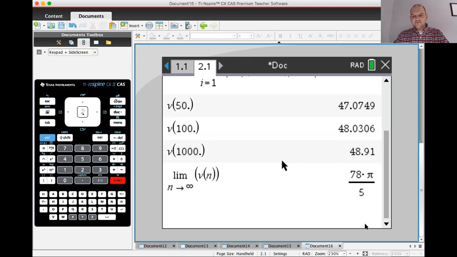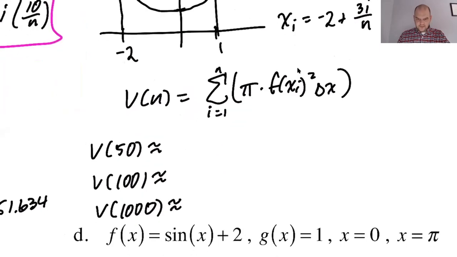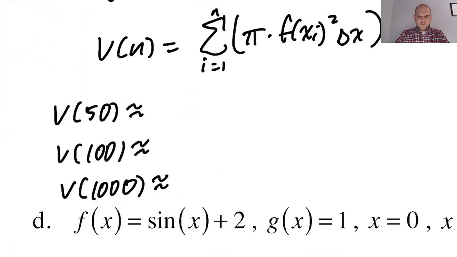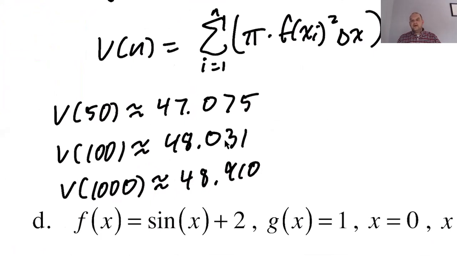Let's go back to the notes and fill these in. Here we go. All right. So we got the following values. 47.075, because we're rounding to 3 places. 47.075. And then we got 48.031. And then we got 48.910. And those are our approximations.